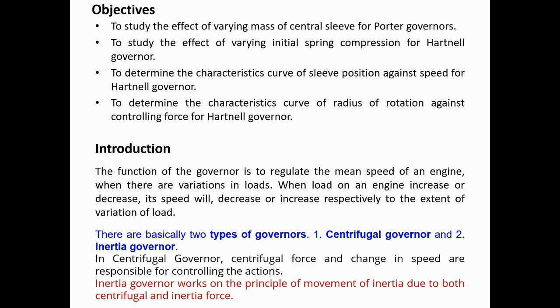There are four objectives in this experimental setup. First one is to study the effect of varying the mass of central sleeve for Porter governors. Second one, to study the effect of varying initial spring compression for Hartnell governor. Third one, to determine the characteristic curve of sleeve position against the speed for the Hartnell governor. Fourth one, to determine the characteristic curve of radius of rotation against controlling force for Hartnell governor.